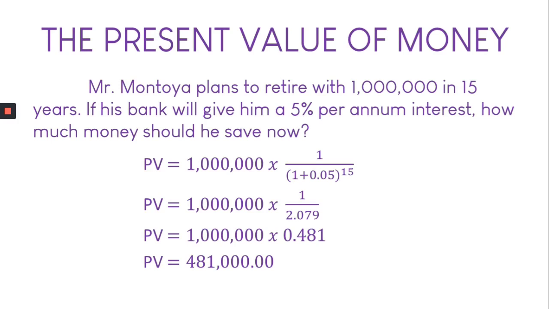So 1 million times 0.481 is equal to 481,000. If we want to have 1 million in 15 years, we need to save 481,000 right now and put it in the bank. That is the implication of the present value of money. Now that we discussed the present value of money and the future value of money, we could now go into the specifics of each of the capital budgeting techniques.